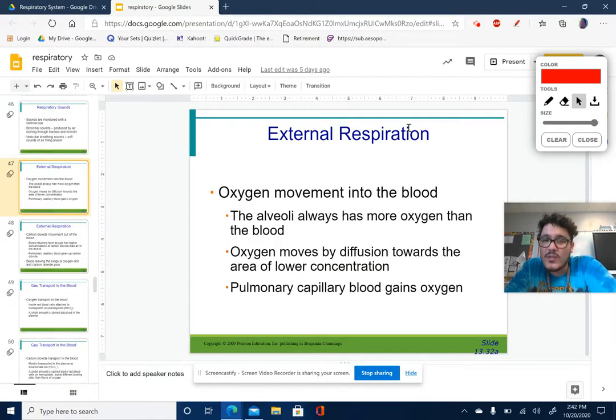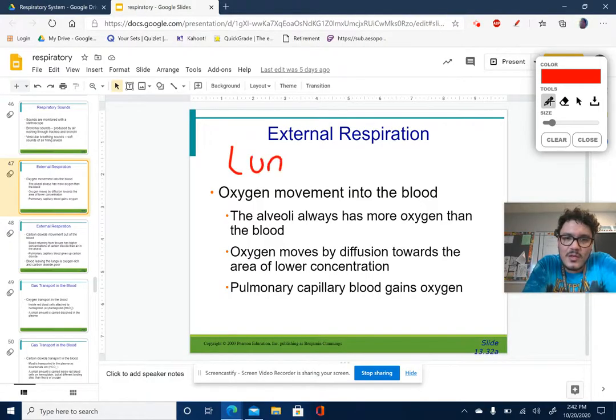External respiration. So this is just once again repeating some stuff that I talked about in a previous video. I really just want to emphasize one thing, and that's what I'm going to talk about in these last couple slides for this video today. First off, just a reminder, external respiration is the transfer of gases from the lungs, more specifically from the alveoli, into the blood.